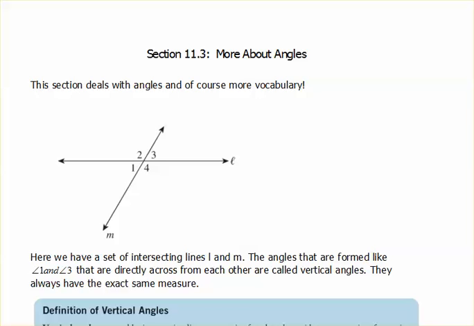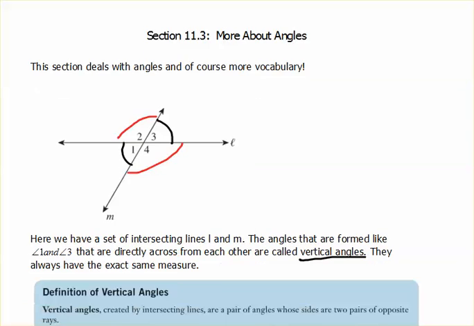I want us to see, first of all, that we have a set of two intersecting lines here, line L and line M, that are intersecting right here in this very point. Well, when that happens, these angles here, like say angle 1 and angle 3, that are exactly opposite each other, those are called vertical angles. And vertical angles always have the exact same measure. Now, also, angle 2 and angle 4 would be vertical angles, and they would have the same measure as well.